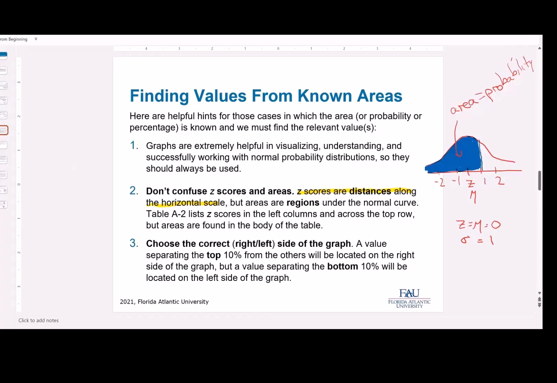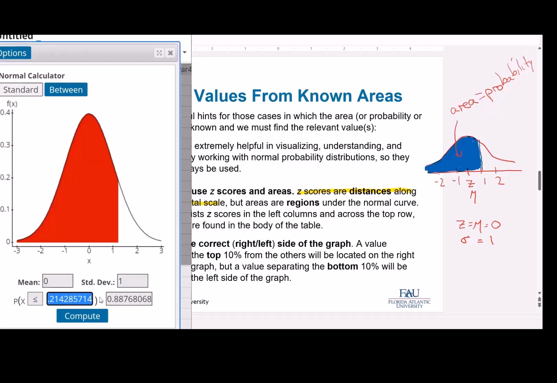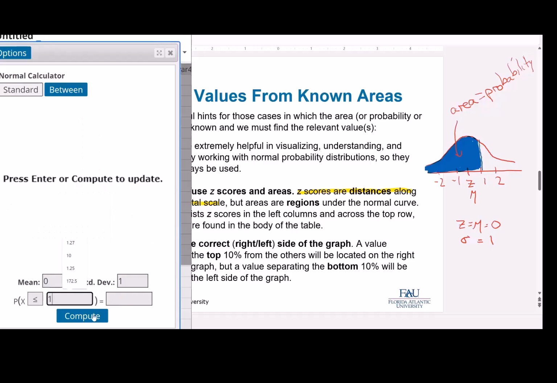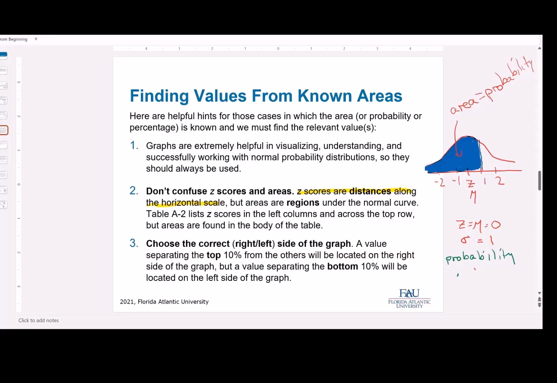Let's pull up our StatCrunch. And now we've normalized it. So we made mean is 0, standard deviation is 1. I want to find x is less than or equal to 1. I hit compute and I get my answer, which is 0.8413 or 84.13%.